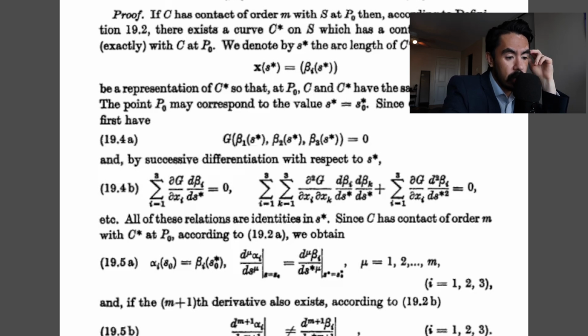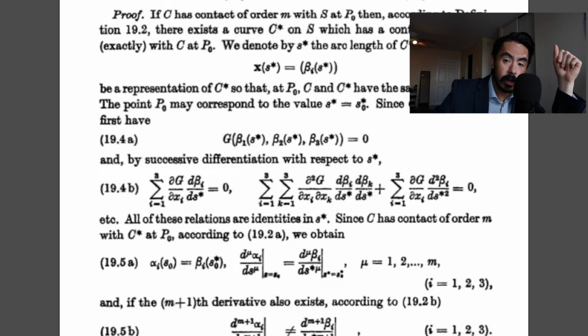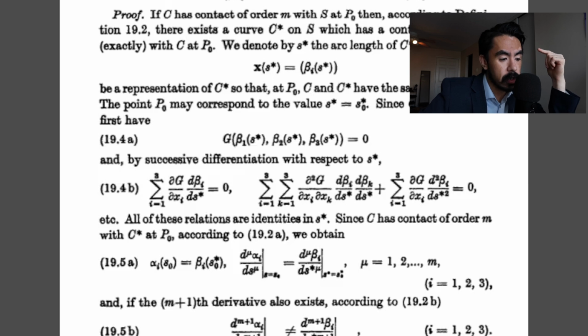So since C has contact of order m with the curve C star at P naught, then according to the definition of contact, we have that alpha sub 1 at S naught is equal to beta sub 1 at S star naught, and we have that the muth derivative in terms of S of the function alpha sub i evaluated at S equals S naught, and the muth derivative in terms of S star of beta sub i evaluated at S star equals S star naught, for mu equals integers 1 through m, those derivatives are equal.